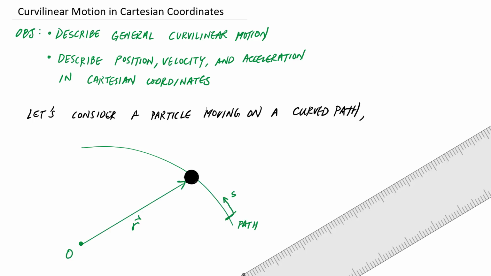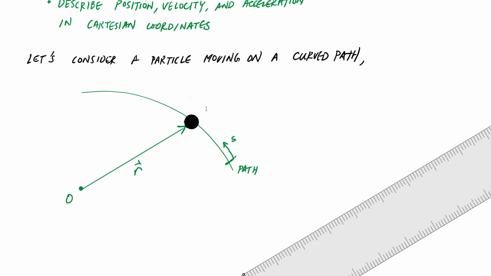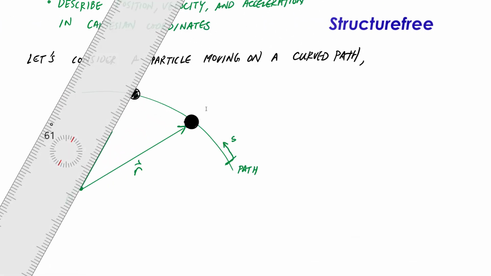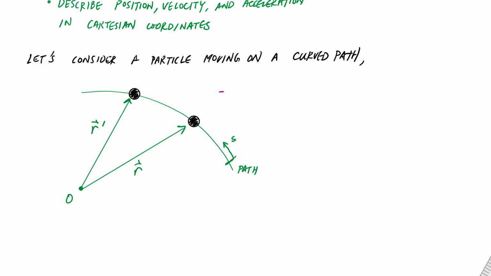And this would be my position vector like this. At some later time, the particle moves over here. And here, its position vector is then described by r prime right here at some later time t. So my particle is here at time t, and it's moved to here at t prime.